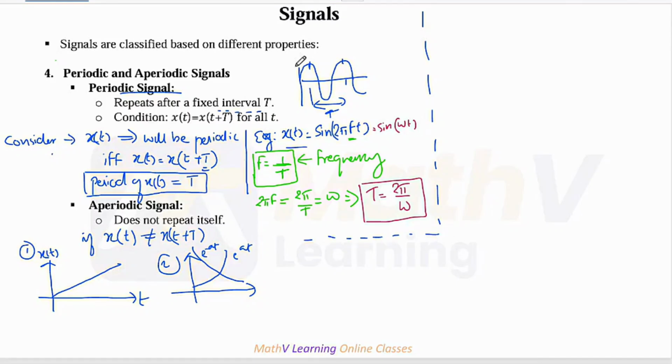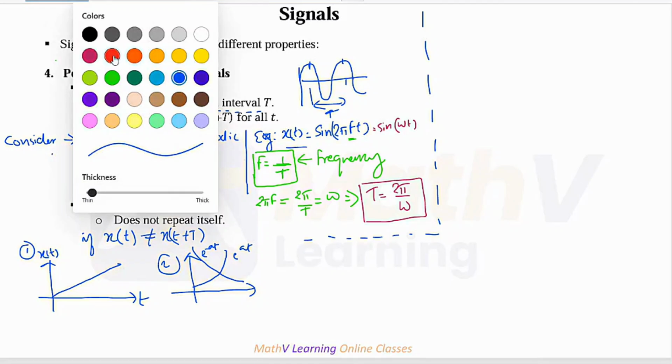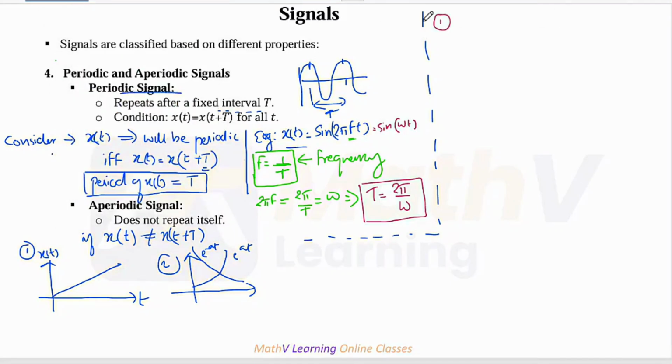So one is to find the periodicity, the period of a sinusoidal signal. If I have a signal sin omega t or cos omega t, then the time period T is given as 2 pi by omega, as I mentioned. This is for a continuous time signal.